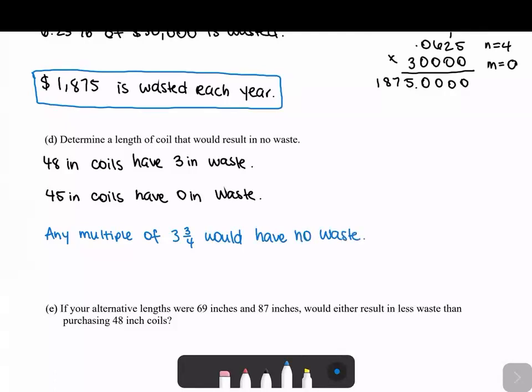This is just the easiest one to see because we take a coil with 3 inches of waste and take those 3 inches off, and that's exactly what we would need. But any multiple of 3 3/4 would have no waste because when you divide it, there would be no remainder. Or if you look at it like a mixed number, it wouldn't have a fractional part.